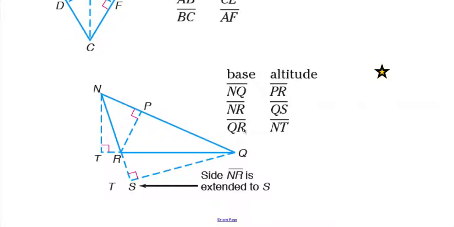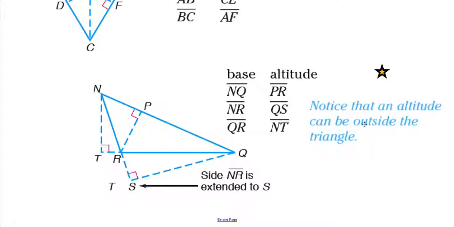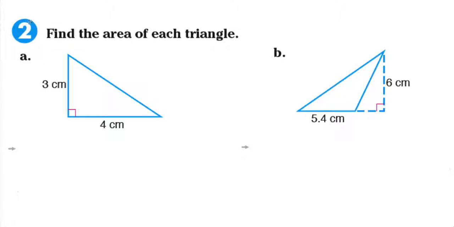So if you notice, if you want to find the base and the altitude, notice that an altitude can be outside the triangle. So your height can be outside the triangle for as long as it's perpendicular to your base. Okay? So let's move on to example number 2.